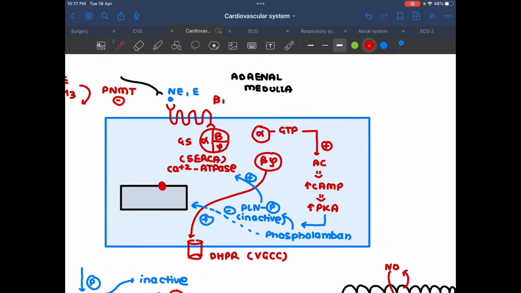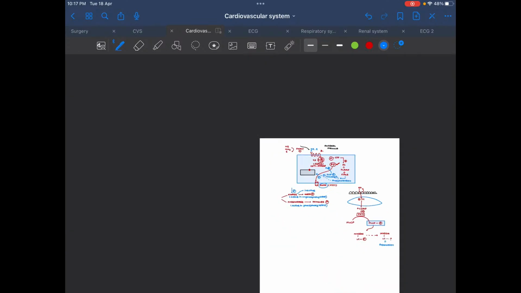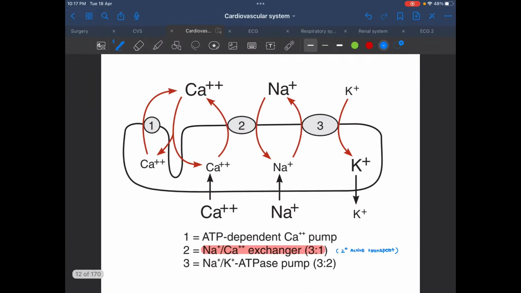Just don't forget one more thing. That this beta gamma subunit जो रह गया है, that also activates your DHPR receptors directly. So we are seeing mechanisms how beta 1 receptors can act. ठीक है, so they are important. All right. ठीक है जी. So we have discussed about this already.